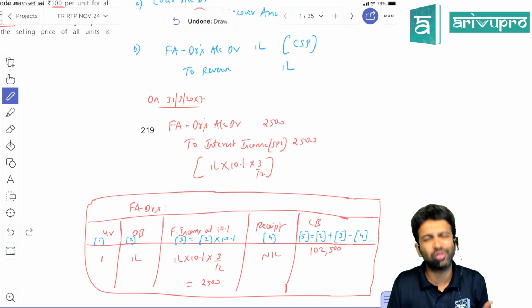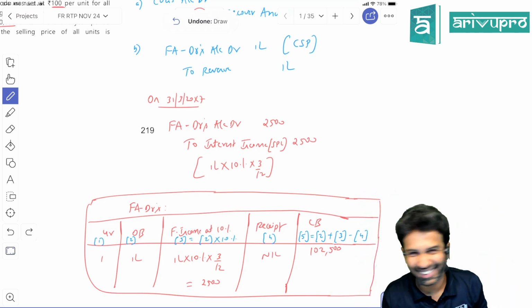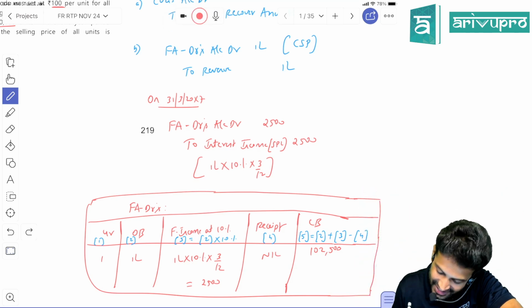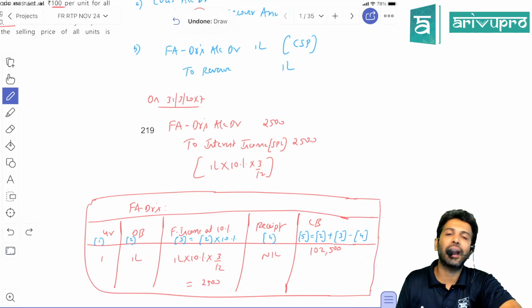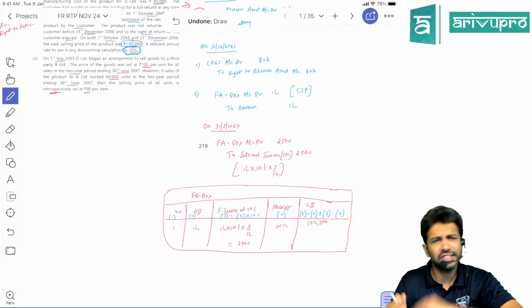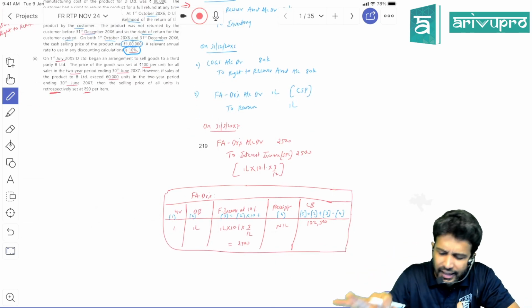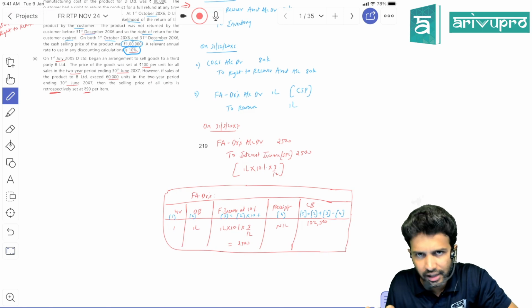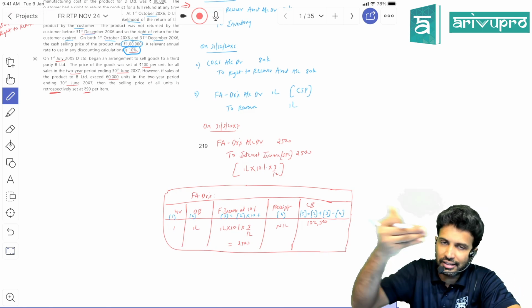We have done all this in so many questions in our regular class. I hope I don't have to spend too much time on this. Yes. So adding this, debtors' balance becomes 1,02,500. All this they have not asked, just giving you a recap so that in case they ask anything in this entry, you can easily tackle them.